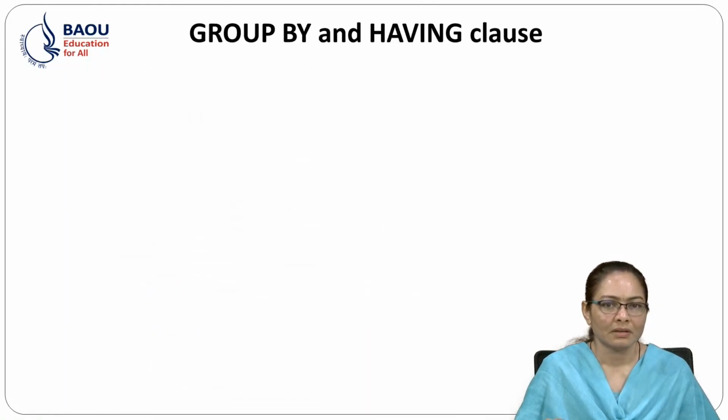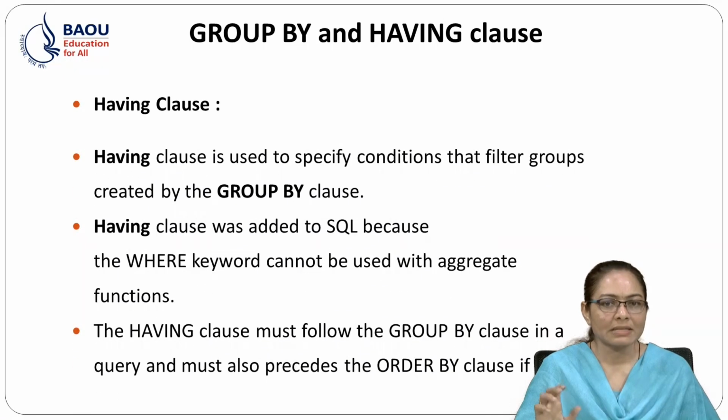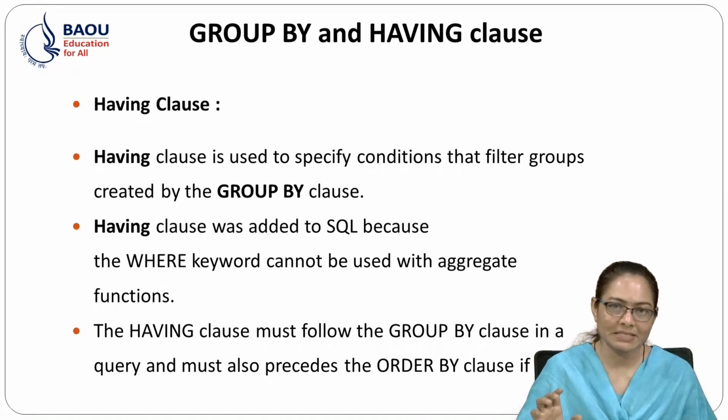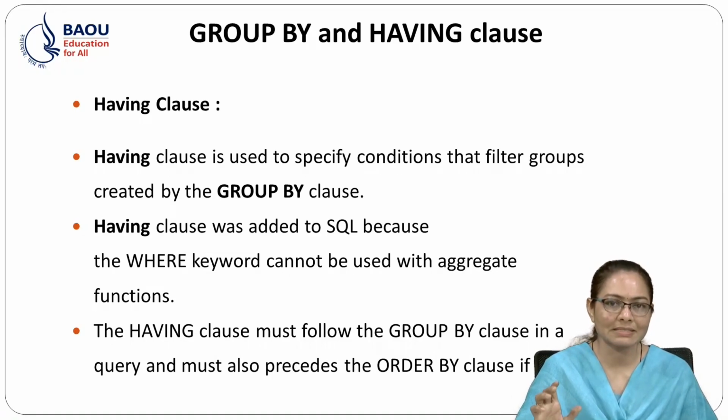Now here we use the having clause. What is the use of the having clause? The having clause is used with the group by clause to specify a condition, like select with the where condition. The having clause is used to specify the condition that filters the groups created by the group by clause.